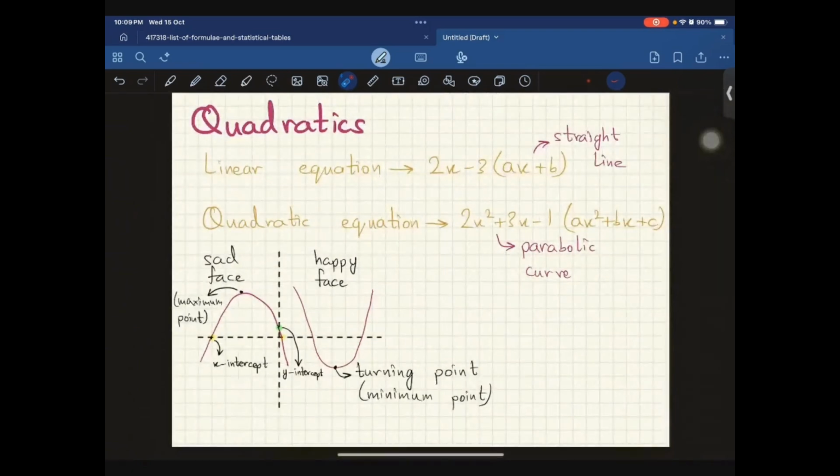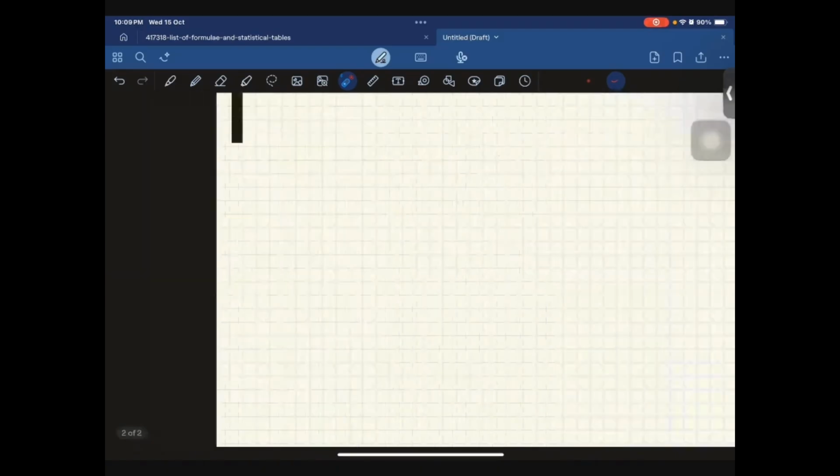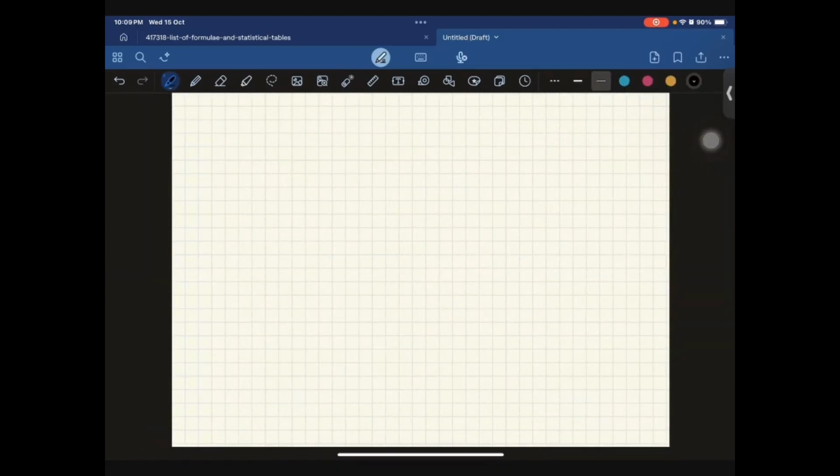Does that make sense? Yes. Perfect. Now there are three forms in which we can have the equation of a quadratic curve, or the quadratic equation.